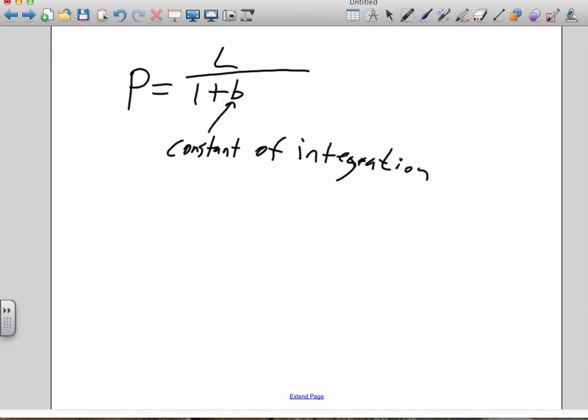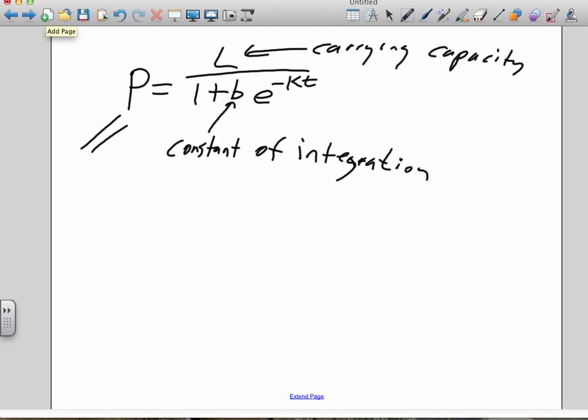And it was changed because for some reason other biologists didn't like C. They liked B better. So, and what happens, of course, is that this is e to the C. So they preferred B. 1 plus B times e to the negative kt. And remember, this L is your carrying capacity, or the maximum number of things you think you can have. And this thing right here is the big kahuna. This is called the logistic equation.